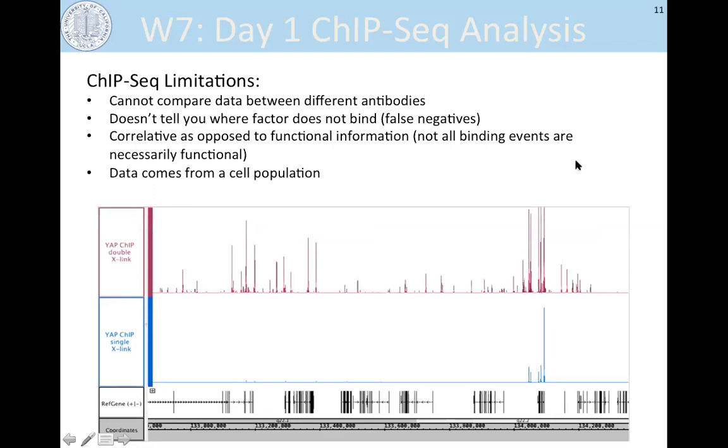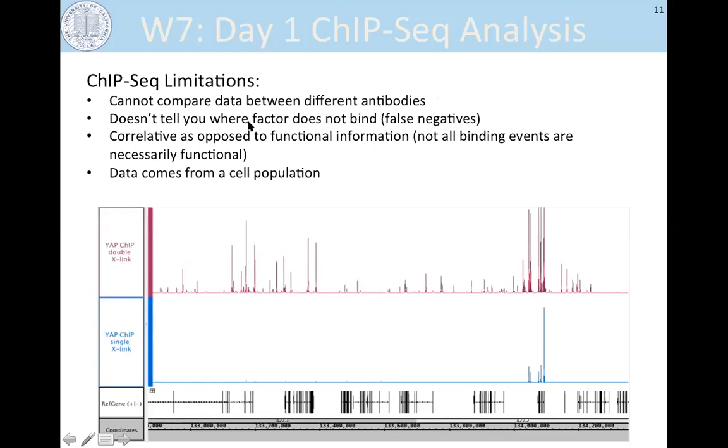So it's also important to know ChIP-Seq limitations. ChIP-Seq tells us putative transcription factor or cofactor or histone modification sites, but it's important not to overinterpret the data. Something you cannot do is compare data between different antibodies. Antibodies will have different efficiencies and different affinities for whatever factor they're raised against, so it's not really valid to do direct comparisons between antibodies.